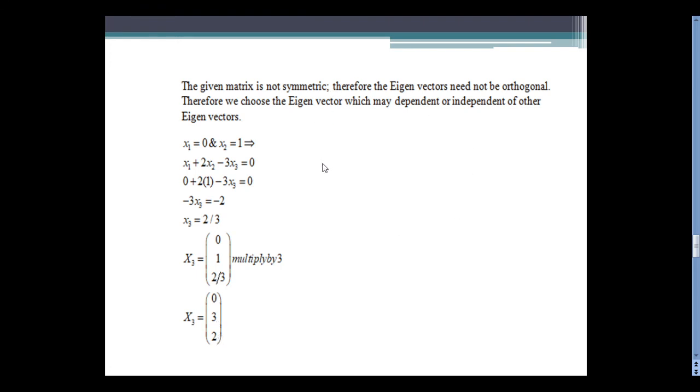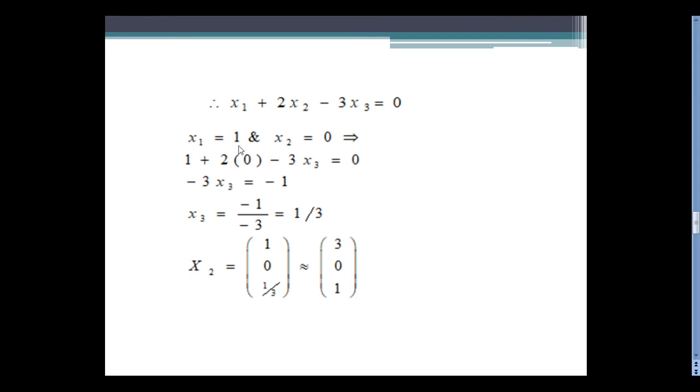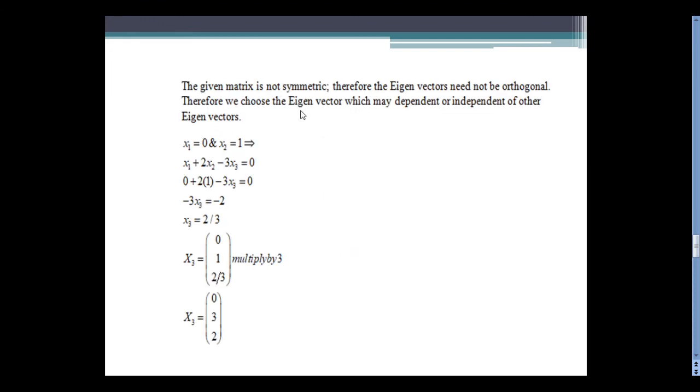So for the repeated value, for lambda equal to minus 3, all 3 equations are the same. So we have taken any one equation, we substituted x1 equal to 1, x2 equal to 0, and we got the eigenvector. Next, for the last eigenvalue, lambda equal to minus 3, the same value, we will get the same 3 equations. So there we are taking x1 equal to 0 and x2 equal to 1. On substituting, we are getting the corresponding x3 and the eigenvector.